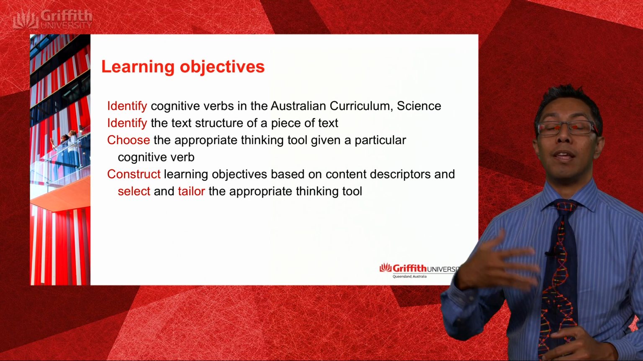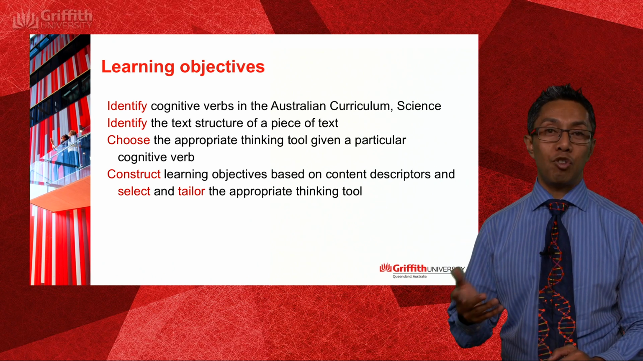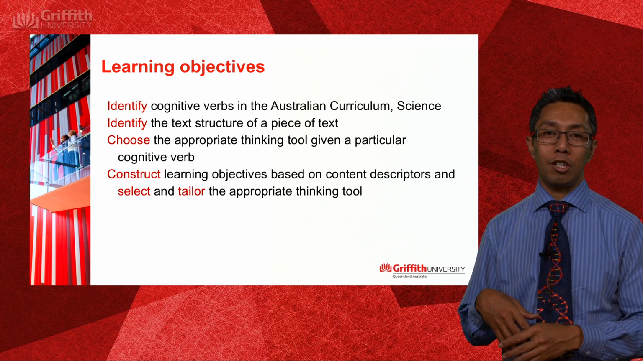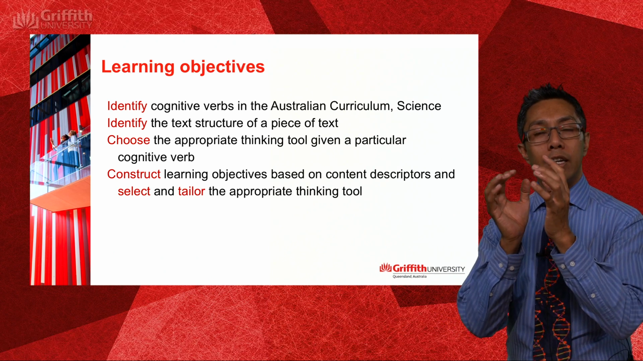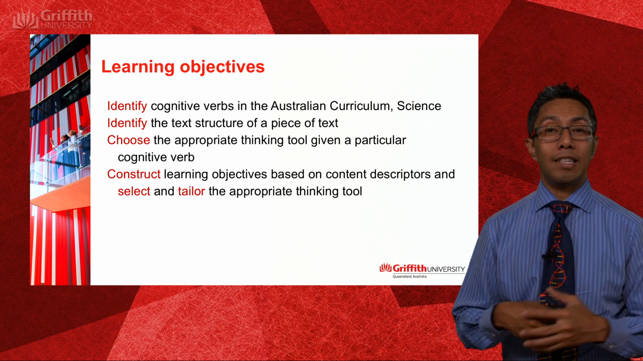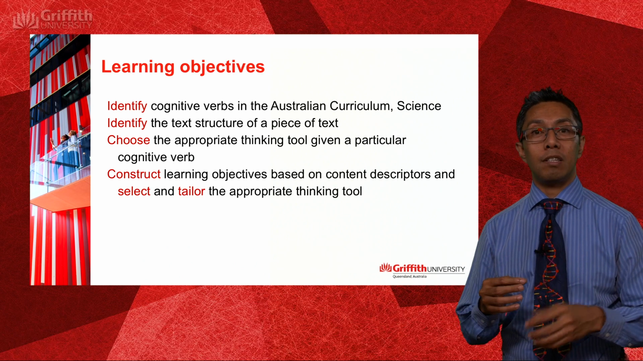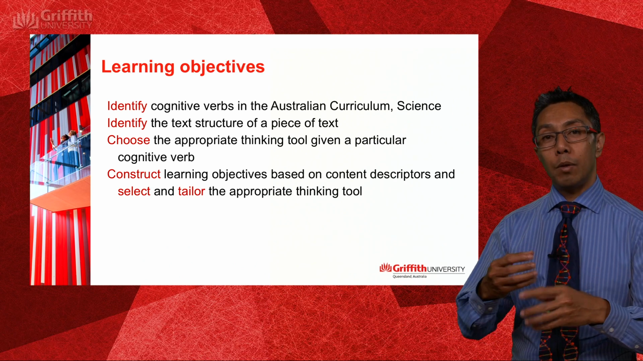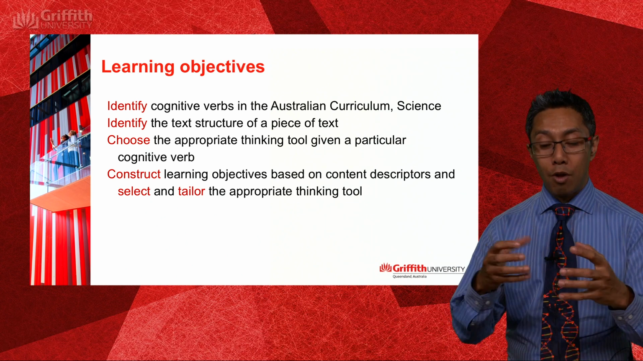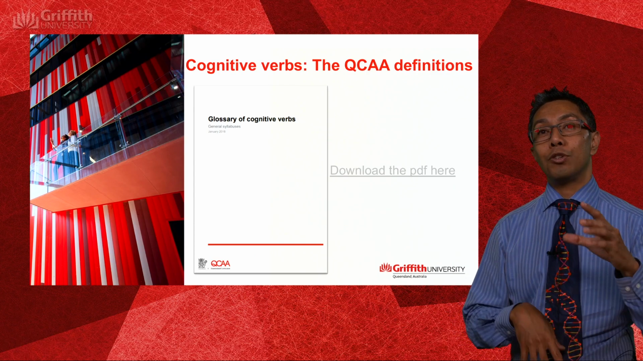First thing I want you to be able to do by the end of this lecture is identify the cognitive verbs within Australian curriculum science. I want you to be able to look at a piece of text and determine its text structure, and based upon identifying its text, select the appropriate thinking tool for that particular text type and also cognitive verb. And I also want you to be able to create learning objectives based on content descriptors. So really we're looking at the intersection between a thing called cognitive verbs and the Australian curriculum, how those two things are related.